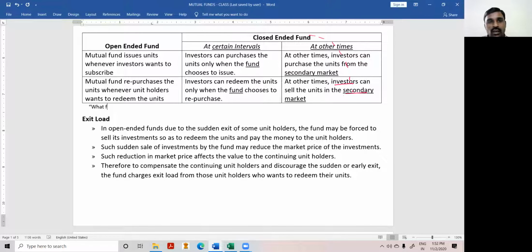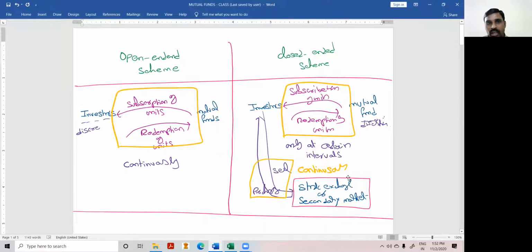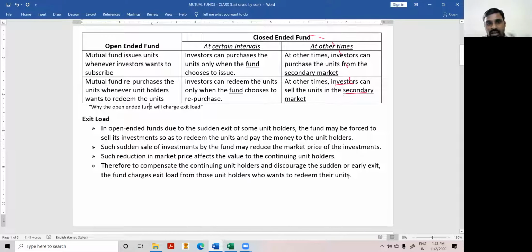Why will the open-ended fund charge exit load? The reason you have to consider is why the open-ended fund will charge exit load. That is the point. What is meant by open-ended fund and what is meant by closed-ended fund? How does the fund operate? Next, why does the open-ended fund charge exit load?